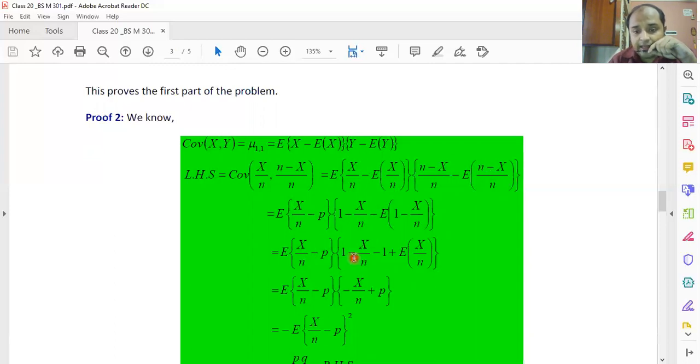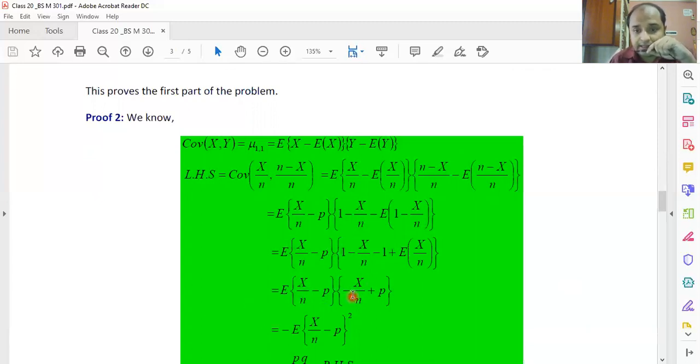And this can be written as 1 minus X by n minus E of 1 minus X by n. Now, we can operate E on both these expressions. You know already that E of X minus Y is E of X minus E of Y. So we can write it as 1 minus X by n minus E of 1, which is 1, minus minus plus E of X by n. So 1 and 1 cancel each other, and we get E of X by n minus p times minus X by n plus p, because E of X by n is already p. So these two expressions are the same. The only thing we need to do is to take the minus sign outside the expectation. So we are doing it over here.